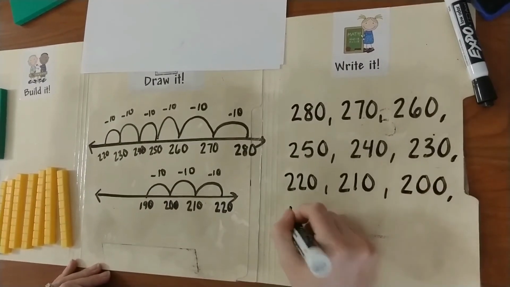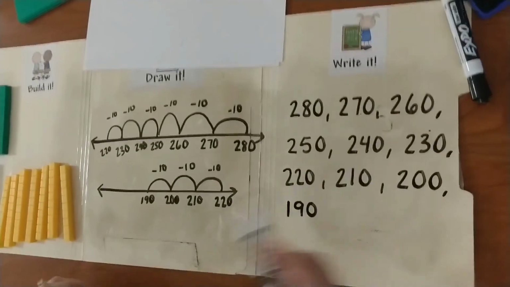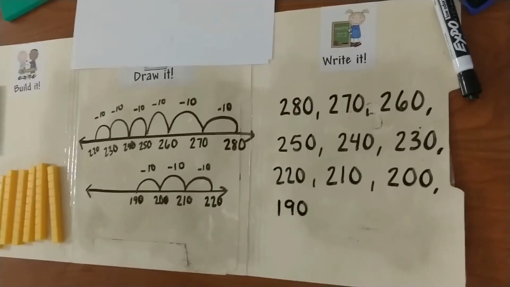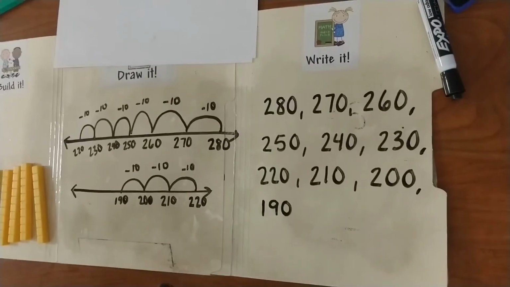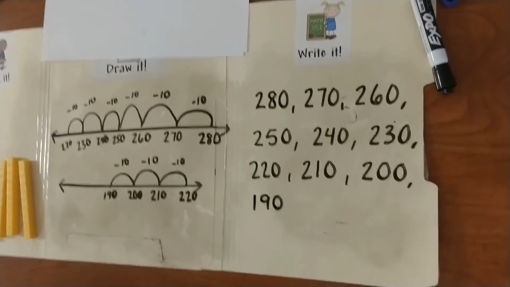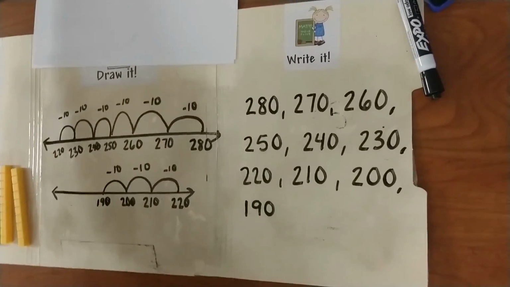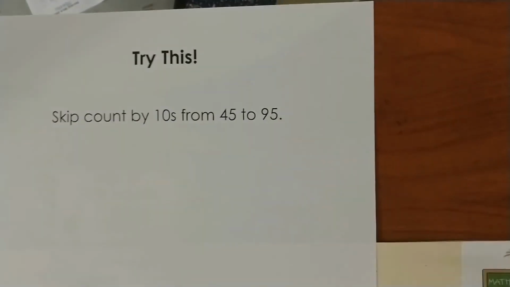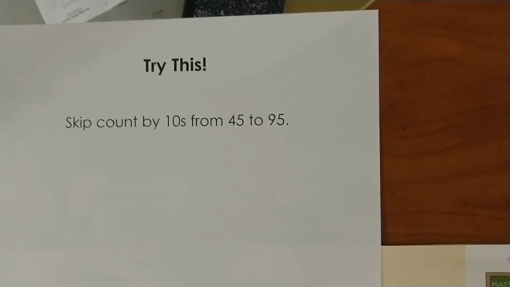And when we skip count, we always look for the change between the numbers to make sure that we have the correct number that we've landed on after we've skip counted. So now it's your turn to try. Skip count by tens from 45 to 95. Have fun!